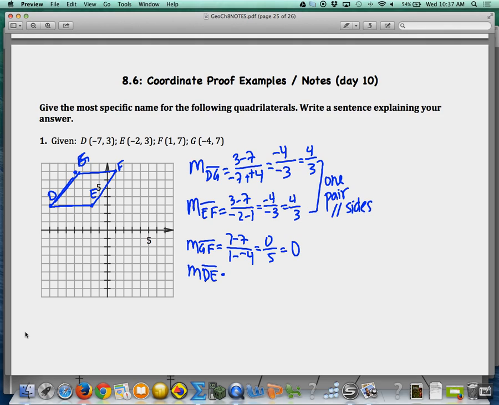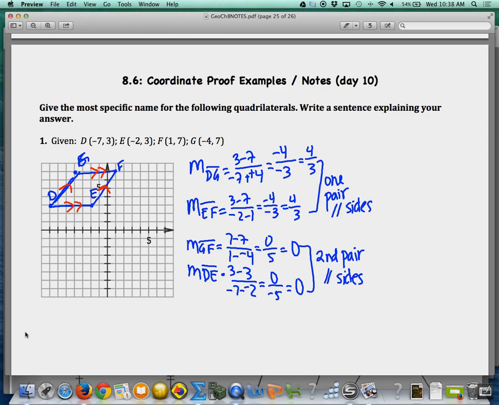For DE, I have 3 minus 3 over negative 7 minus negative 2. This gives us 0 over negative 5. What's 0 divided by negative 5? 0. Okay, some of us get tripped up here because it's positive 5 and negative 5. That's okay. They both simplify the same. So this tells us same slope. We have a second pair of parallel sides. Okay, so I'm going to mark that on my figure. One pair of parallel sides, second pair of parallel sides.